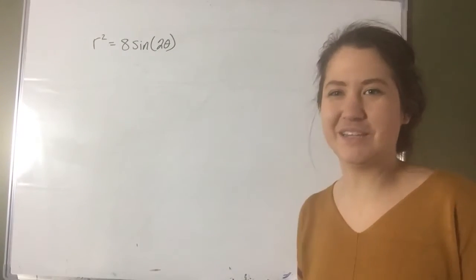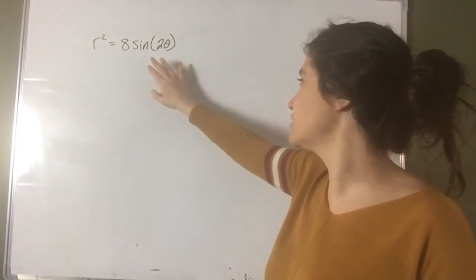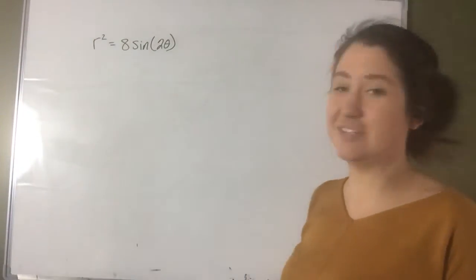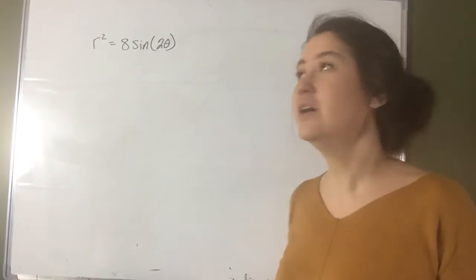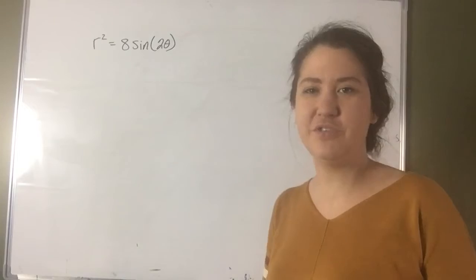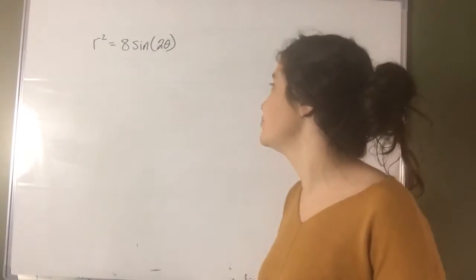Hey everyone, I wanted to make this video for some help with this homework problem that asks us to translate r squared equals 8 sine 2 theta from polar form into rectangular form, which means that we want to get rid of the r's and write the equation with just x's and y's in it.